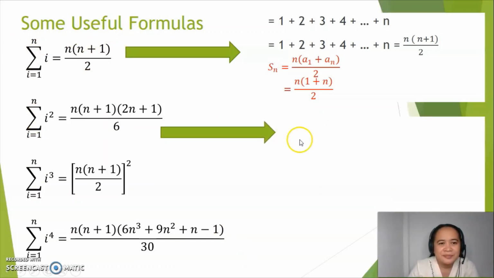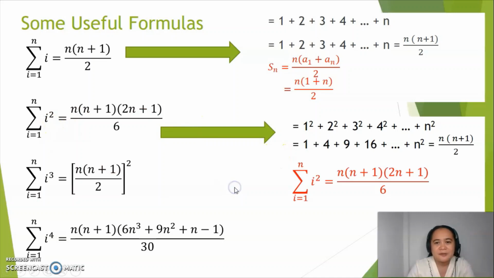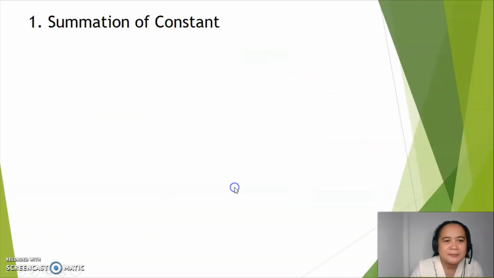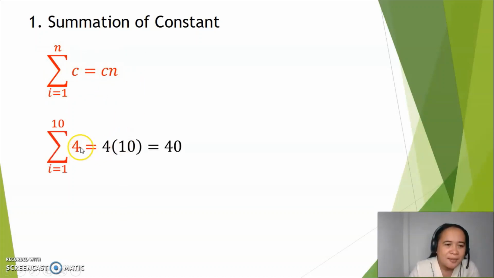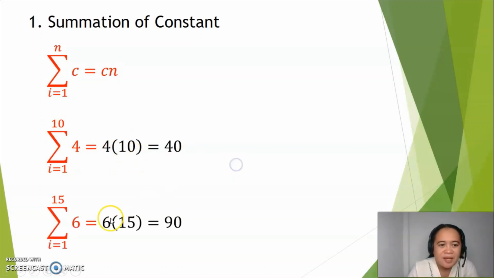So this is for the proof of the second formula. So just the same thing. So the first property is summation of constants. So meaning the summation of a constant from 1 until n would simply be the constant times n. For example, summation of 4 from 1 to 10 would be 4 times 10 or 40. Another, 6 from 1 to 15 is 6 times 15 or 90.